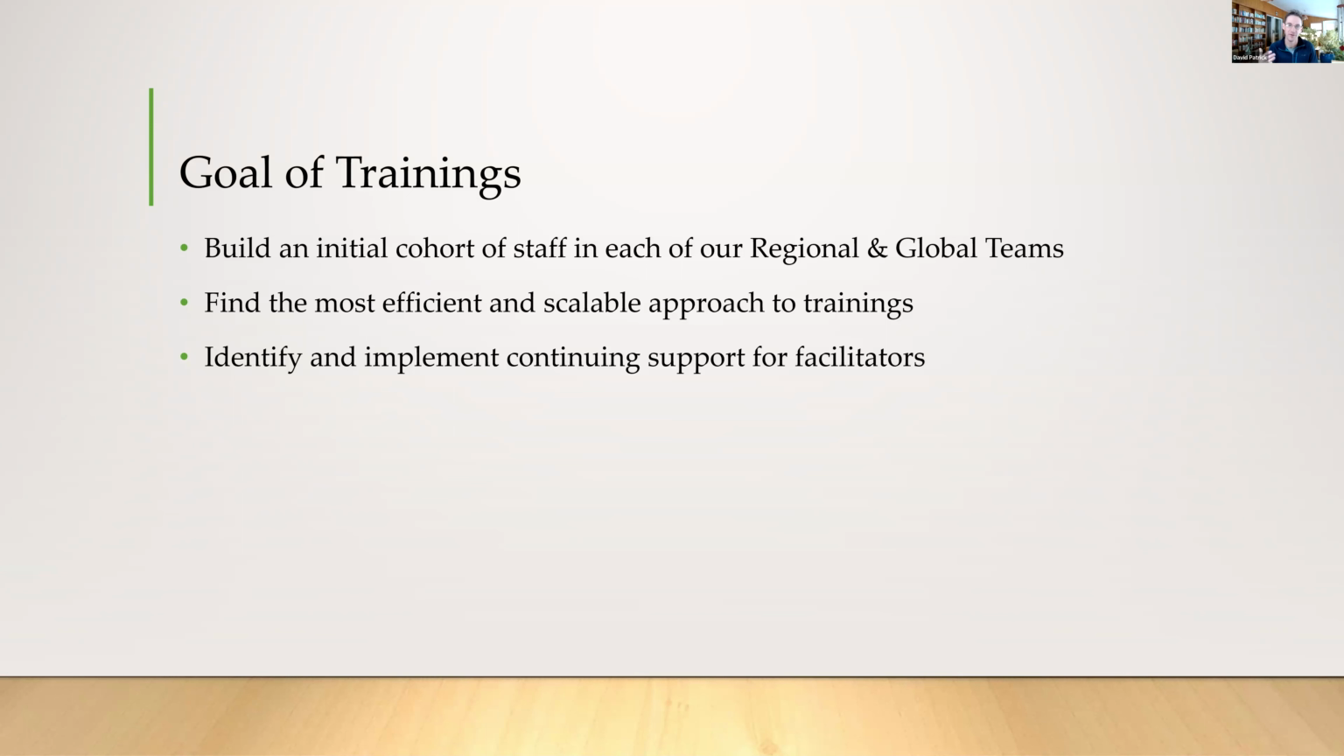As we've been doing that, we've been striving to find the most effective and scalable approach to training. Our facilitators are busy. We want to minimize the ask of them in getting trained in using the modules. And we recognize they're going to probably want more support after initial training. So we've been talking with those trainees about what that support might look like. And as we go forward, we'll be testing some of those models. We'll be iterating and learning how to most effectively support our facilitators, as well as the teams that are actually using these tools.